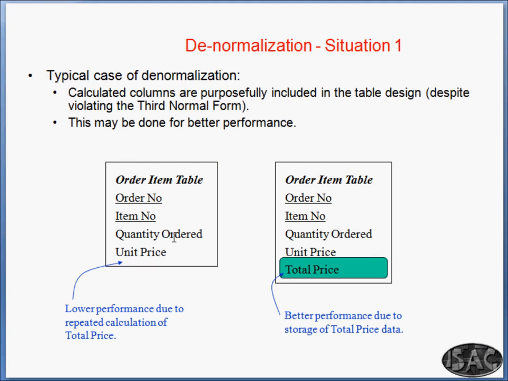And you can see here total price. This total price is violating the norms of 3NF, right? Because the dependency of this is here and this dependency is here, and finally this is depending on this. But for the performance and for the reporting system we are putting it here, so we can say it is a denormalization. Typical case of denormalization: calculated columns are purposefully included in the table design. This may be done for better performance.